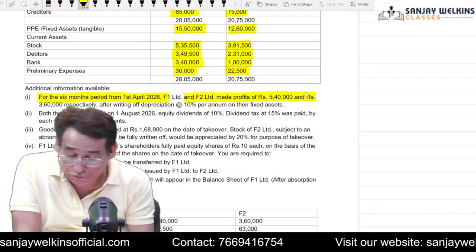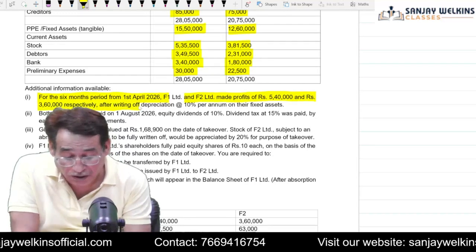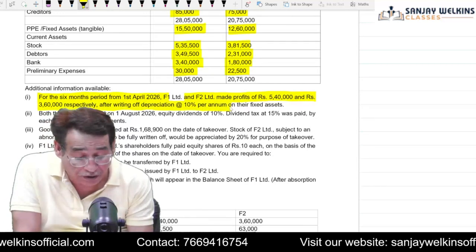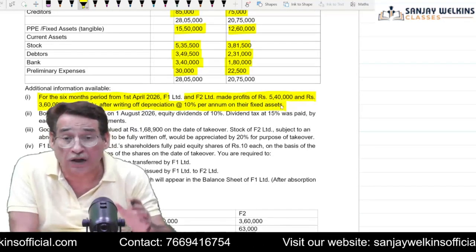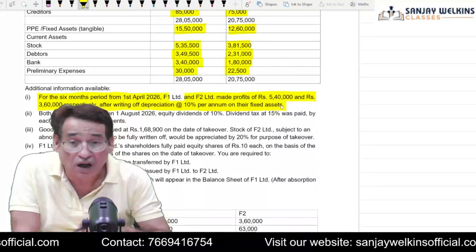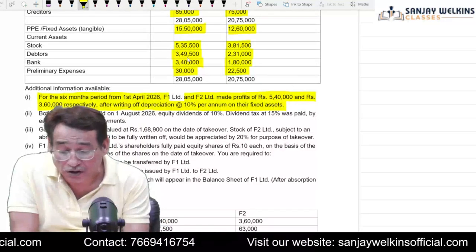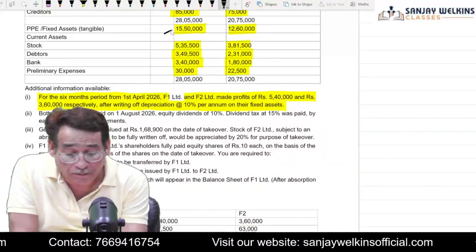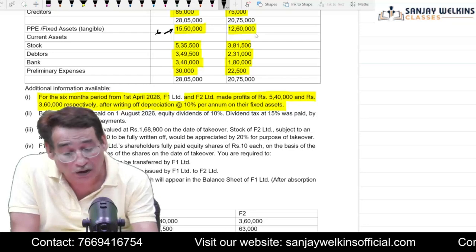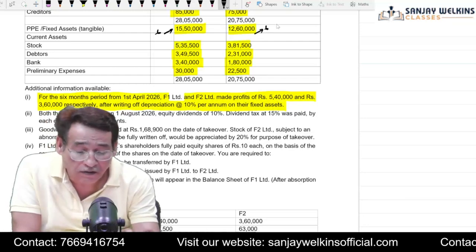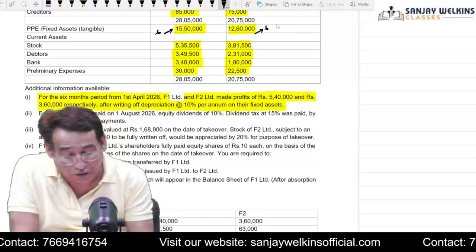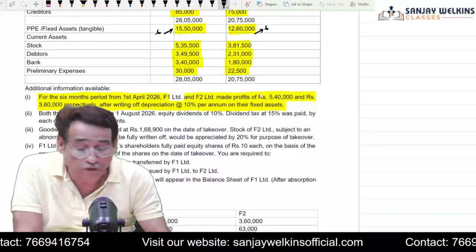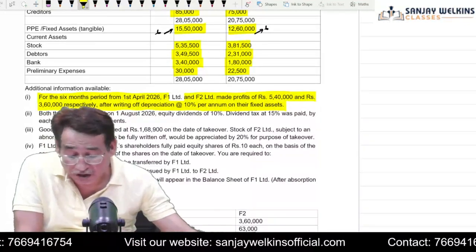profit of 5,40,000 and 3,60,000 respectively after writing off depreciation at the rate of 10% per annum on their fixed assets. After writing off depreciation, that means first of all, in your rough work, you need to compute depreciation for 6 months on fixed assets, correct? You need to compute that first of all. And they have made a profit of 5,40,000 and 3,60,000.